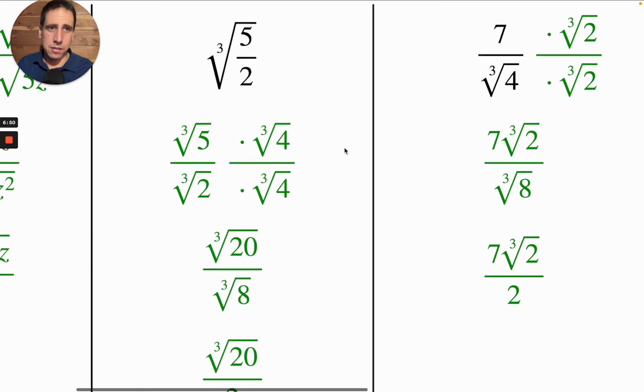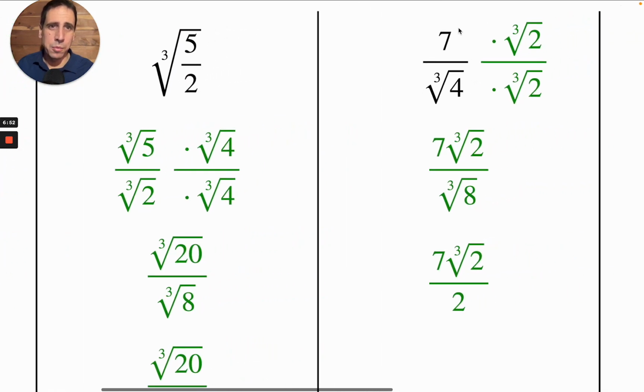Boom. Let's do another one. Another perfect cube. All right, so 4 times what? 4 times some number is going to give you 8, which is a perfect cube. I know, it's 2. 4 times 2 is 8, and you can take the cube root of 8 to get this. Multiply the numerator and the denominator by the same thing, and you get 7 cube roots of 2 over 2 in this answer.